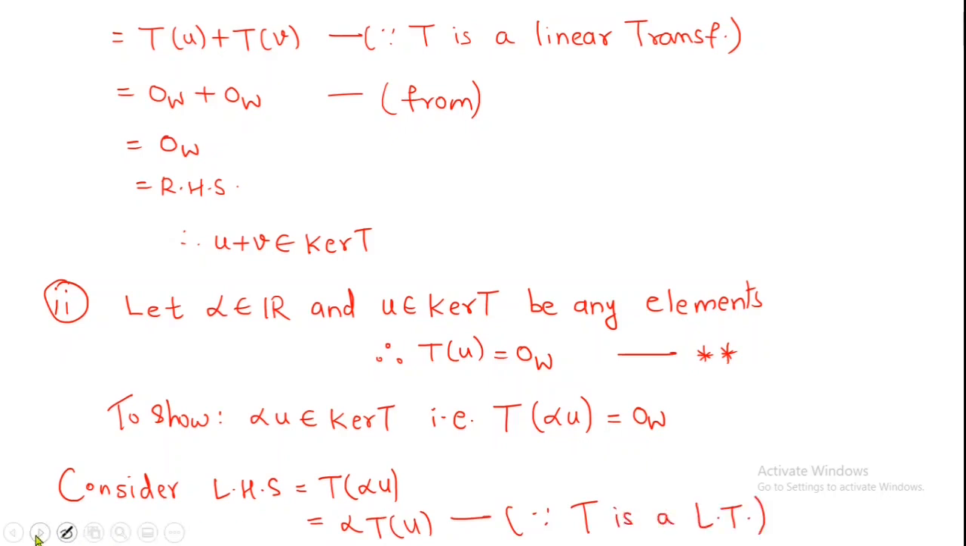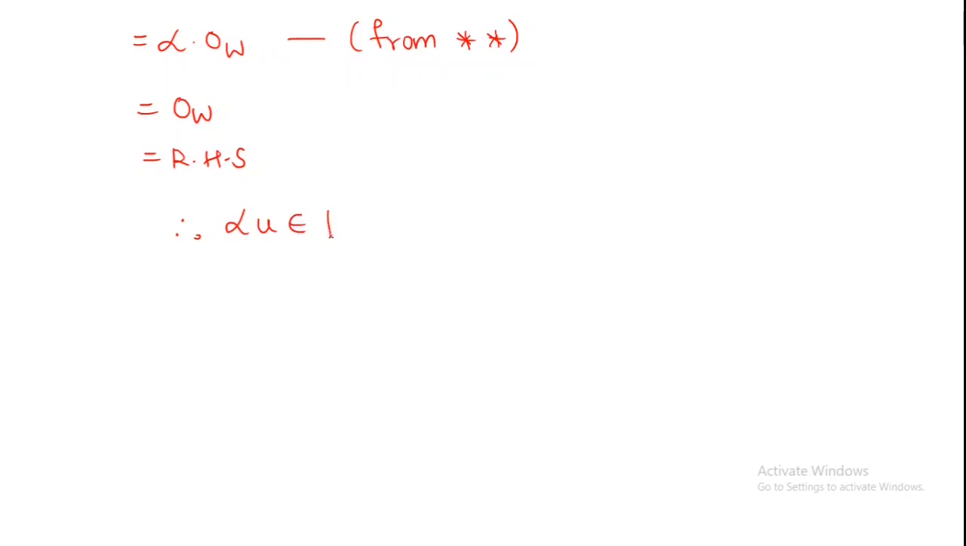But what is our T of u? Our T of u is 0 of W. This is from double star, right? And this is nothing but 0, and that is our RHS. So therefore you can say that alpha u belongs to kernel of T. And thus what we have proved? Kernel of T is a subspace of V, right?